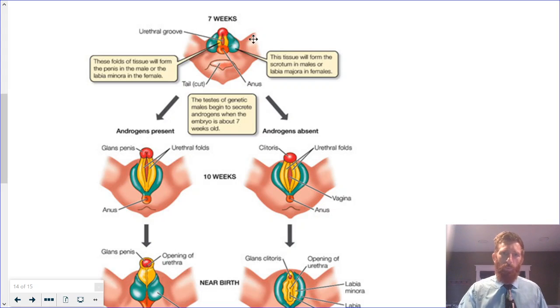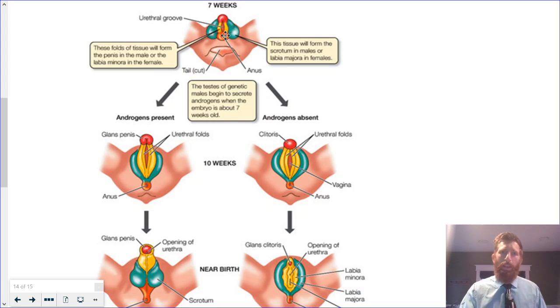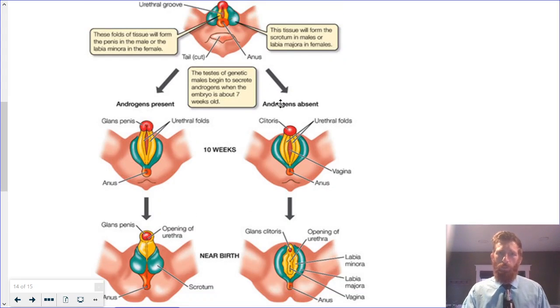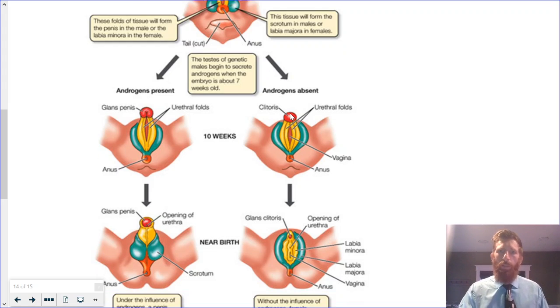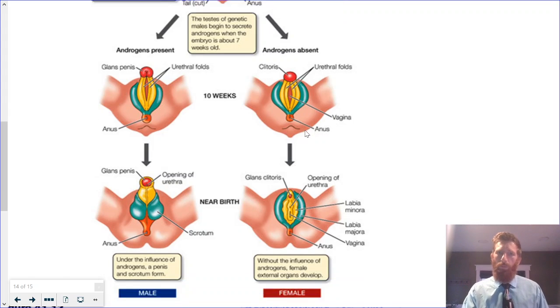This is why I say that all babies up till 7 weeks, their genitals look the exact same. It's just one amorphous blob of tissue, right? If the Y chromosome is not present, or if something is wrong with the Y chromosome, if there's a mutation, or if there's a mutation in the gene that makes the receptors that react to the presence of testosterone, if any one of those things goes wrong, and the tissues can't respond to androgens or testosterone, then female genitalia will develop.